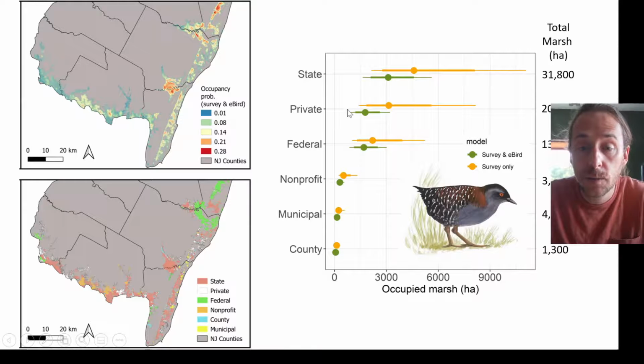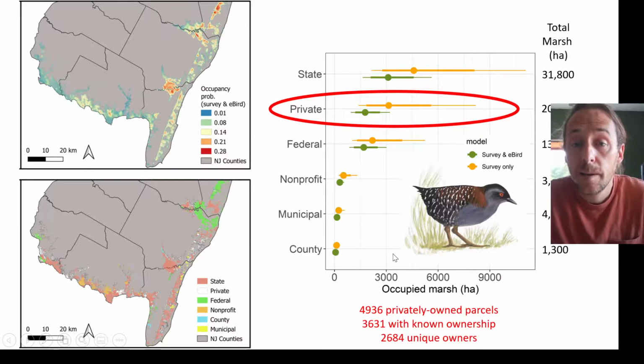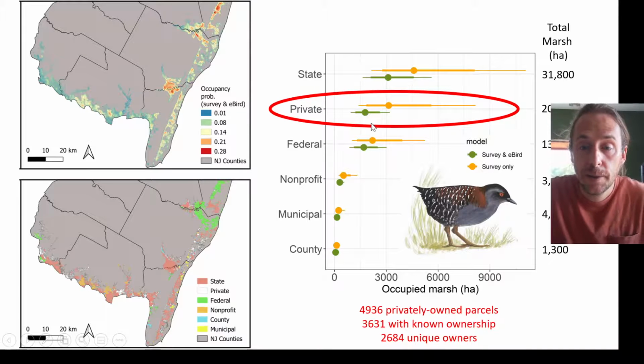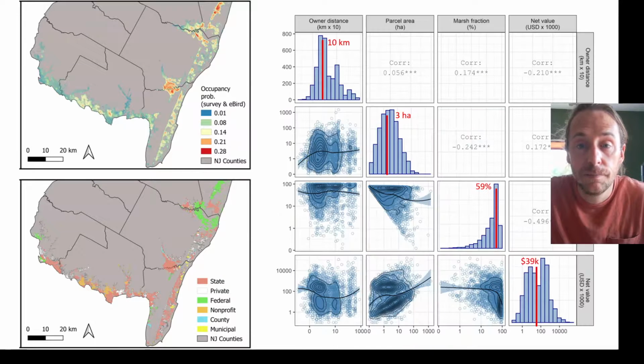We found that about 25% of rail habitat is on private land, so this green dot you see, and the rest is on public land of various sorts. Taking that private land and taking a closer look at it, and it's the green dot you should be paying attention to because that's our final model. About 5,000 individually owned parcels are what characterize that information.